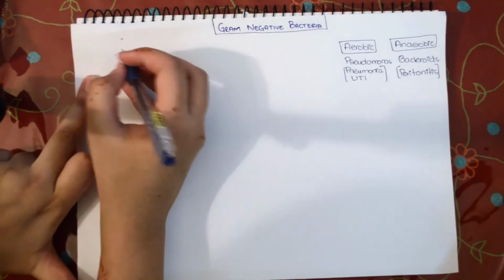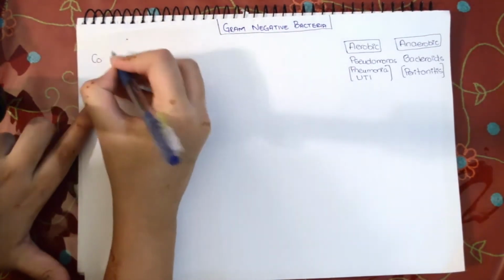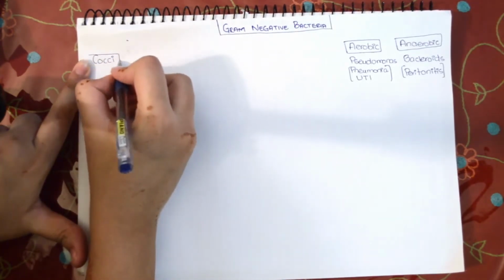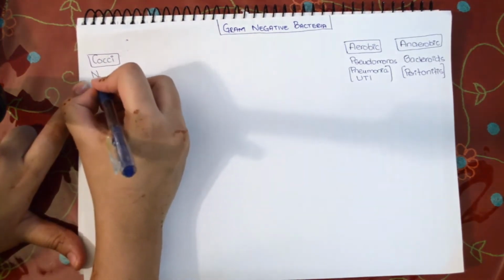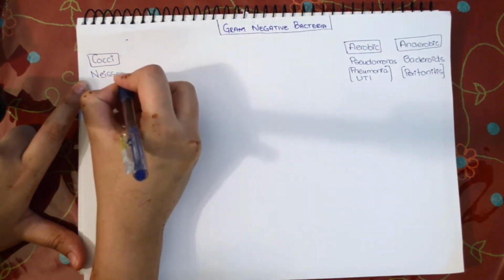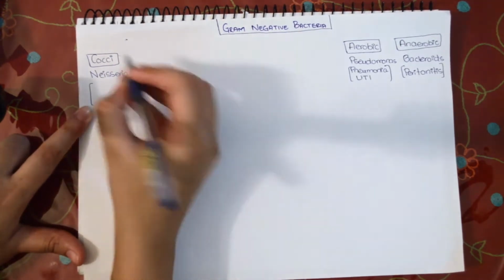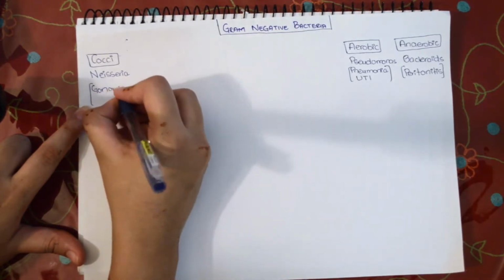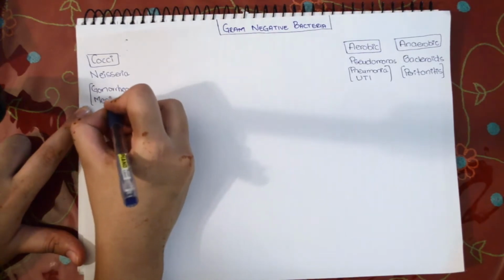The next we have is the cocci. That's just Neisseria. Neisseria causes gonorrhea and meningitis.